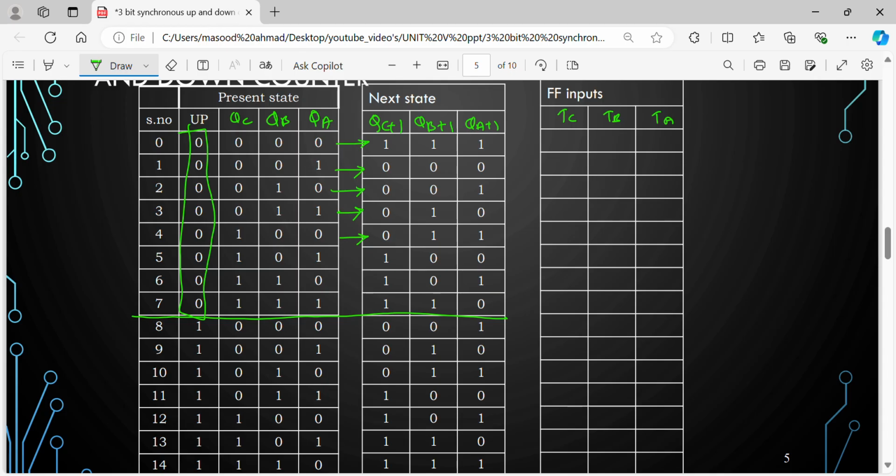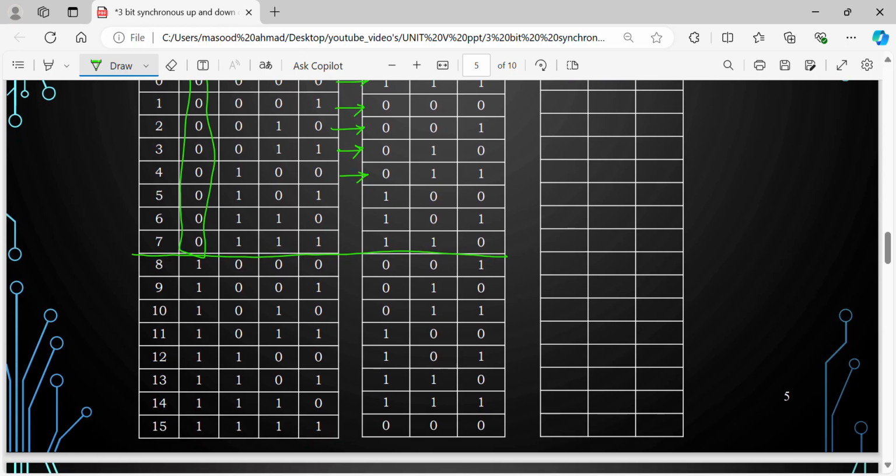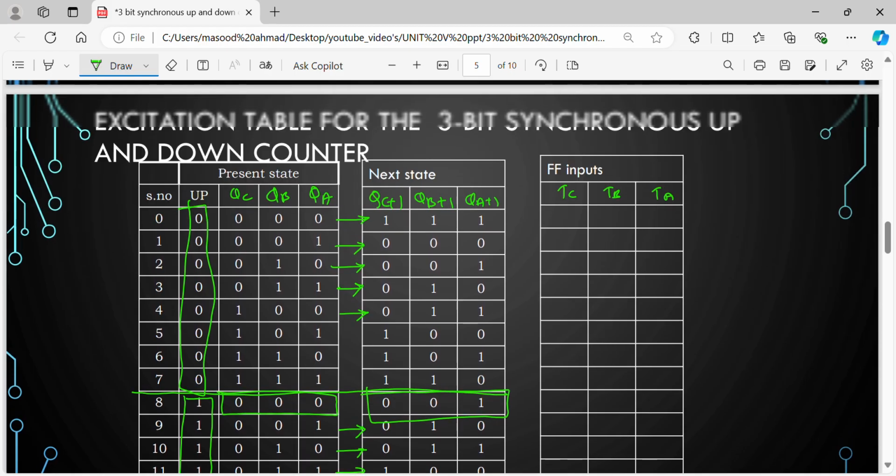Once this is clear, then when up is equal to 1, this is what exactly the case. Now look at the present state to next state. When 000 is the present state, the next state that we are going to is 001. That means counting up. For 1 it is 2, for 2 it is 3, for 3 it is 4, for 4 it is 5. Likewise for 7 the next state is 0. So this is up counting, down counting is available, and the extra input signal up is there.